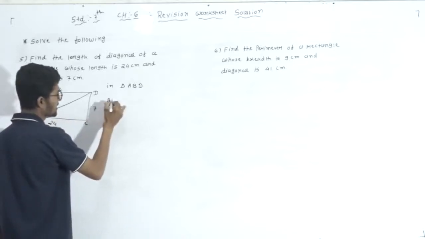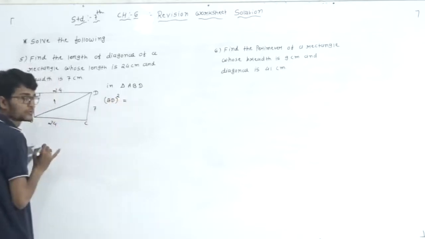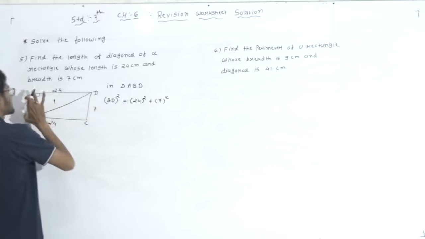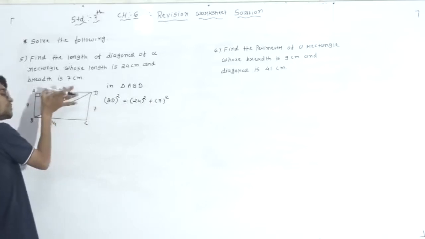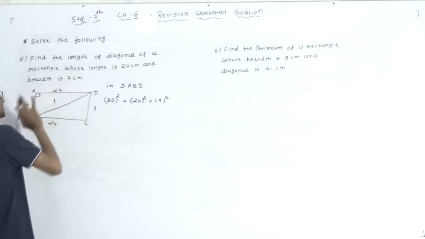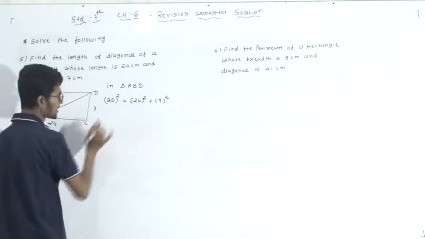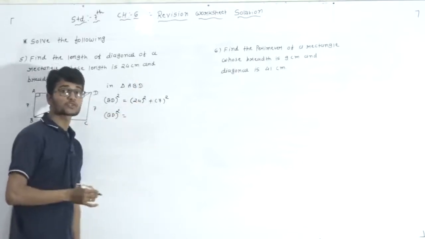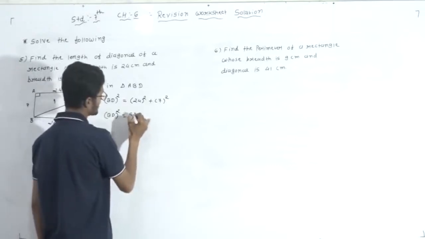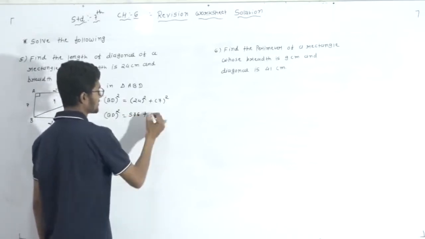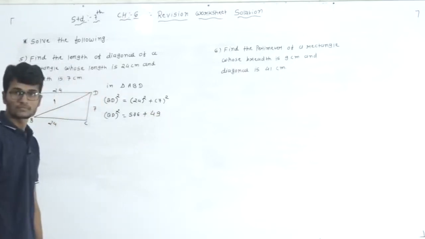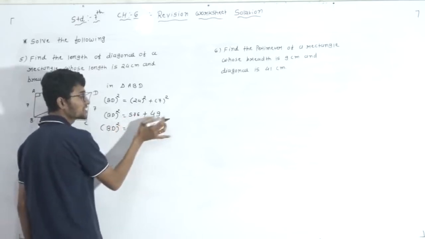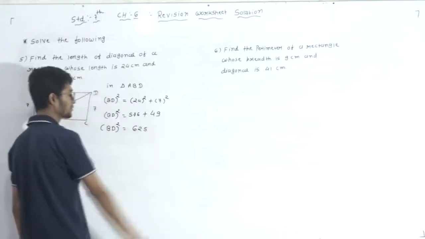So BD square is equal to 24 square plus 7 square. It means base square plus perpendicular square, or perpendicular square plus base square. You can write whichever you like. So BD square, this one is as it is. Now 24 square. What is 24 square? 24 square is 576, plus 7 square, 49. Okay? Now BD square, this one is as it is. 576 plus 49 and your answer is 625.